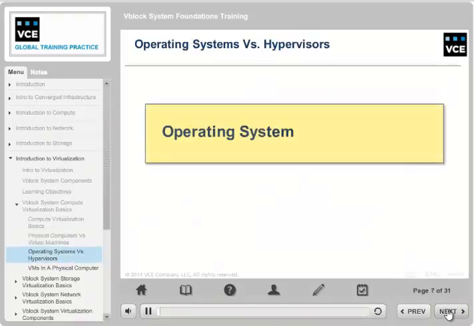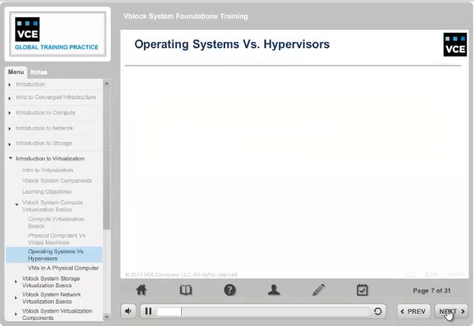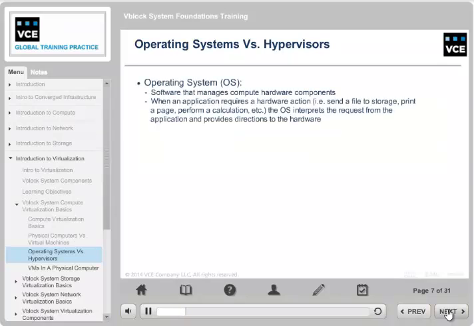The role of operating systems versus hypervisors can be confusing, and some people mistakenly refer to hypervisors as an operating system. But it is important to know that they are not the same and they do different things. Traditionally, an operating system is loaded onto a physical server and applications are loaded onto the operating system. When an application needs to complete a task using a hardware component, like sending a file to storage, printing a page, or performing a calculation, the operating system provides directions to the hardware and coordinates completion of the task.